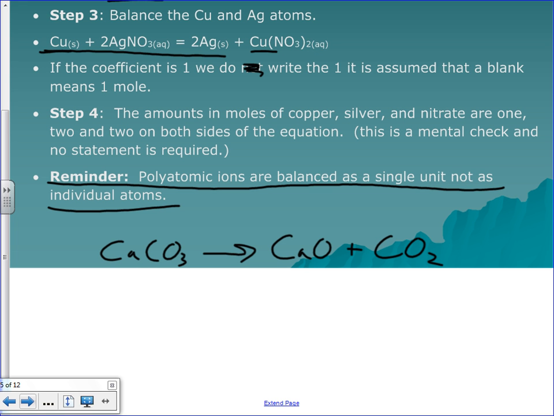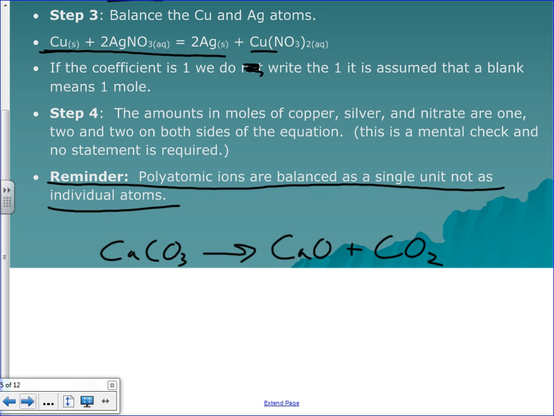In a decomposition reaction like that, and this is a decomposition reaction, it's one thing breaking down into 2 things. They just weren't elements. We said that could happen once in a while. Now obviously I can't balance carbonate as a single unit, because it doesn't stay a single unit over here. Everything is balanced, so all I have to do is write 1s.